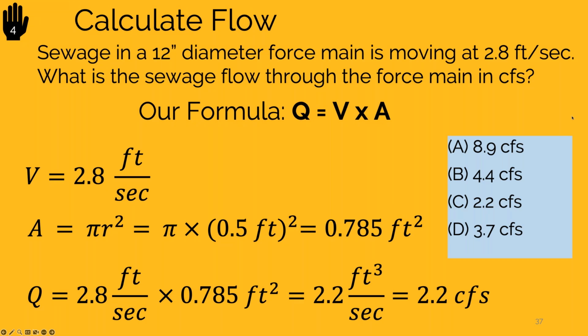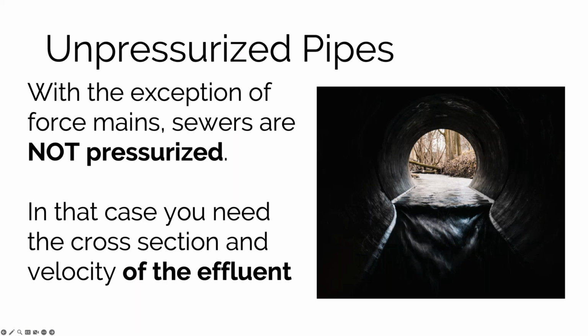So our correct answer, again, 2.2, most of you got that right, which is great. So that's in a pressurized pipe, which you might have coming out of a tank or, like I said, a force main. Unpressurized pipes, like most gravity sewers, culverts like this, I put a picture of a culvert instead of a sewer because it's prettier, are not designed to typically run full.